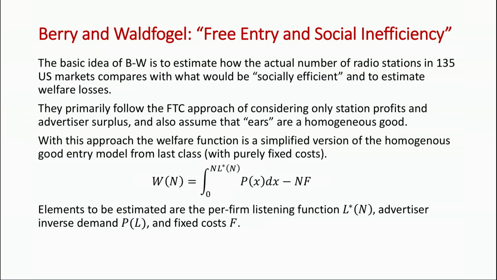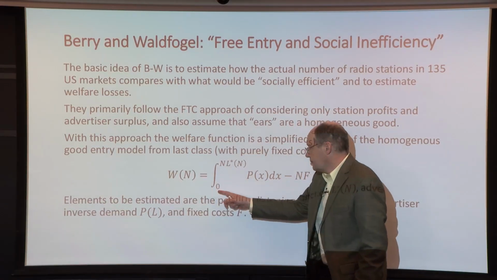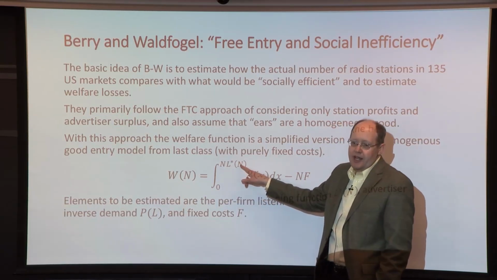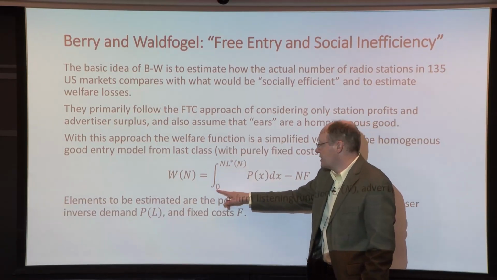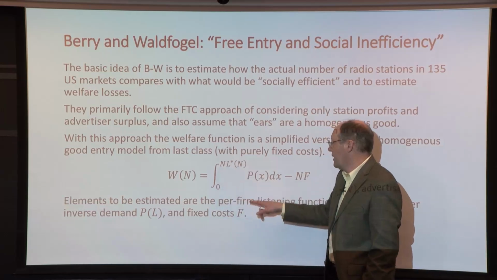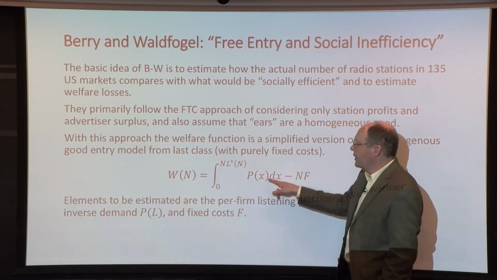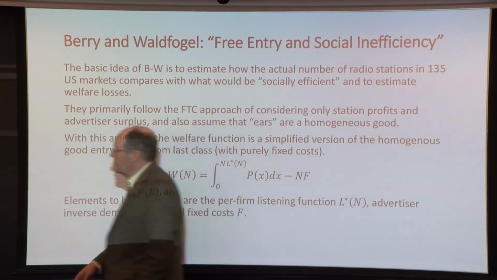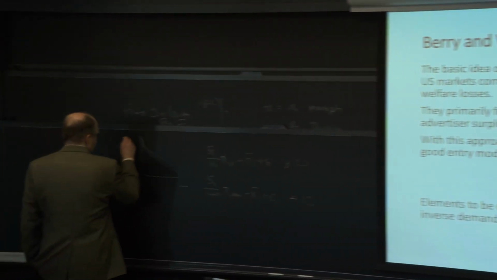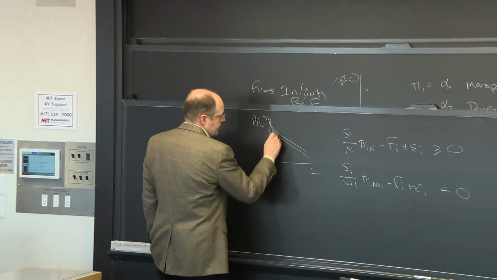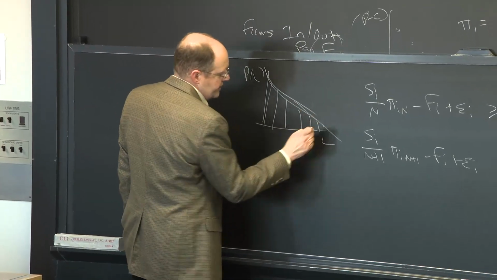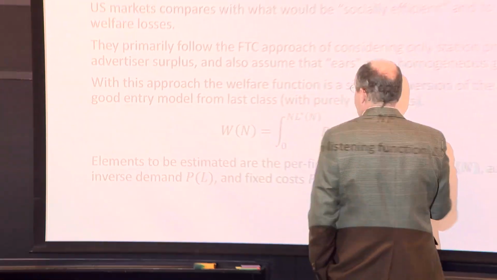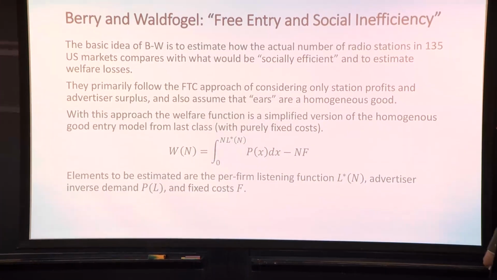So the welfare, if you have N radio stations, is going to be the integral from 0 to N times L star of N of P of x dx, where L star of N is the number of listeners per station when you have N stations. So it's the willingness to pay for the very first listener, integrated out over the total number of listeners. This is the advertiser willingness to pay for listeners. This is the gross surplus, just the area under that curve, minus the fixed costs that are incurred in generating all those listeners.